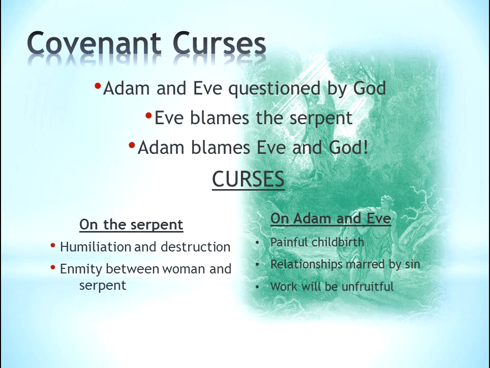Number 3, man will have to work for his food. The garden had all the food that they needed, but now man will have to work. He'll have to sweat, and much of the time his work will be unfruitful, which means a flood can come and destroy everything he's worked for. Unforeseen consequences can happen. It takes a lot of effort and work to build a building, but it only takes one earthquake to destroy it. And last but not least is physical death for Adam and Eve.